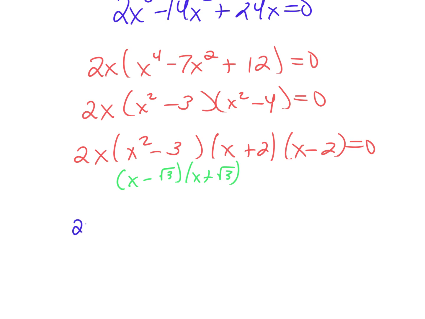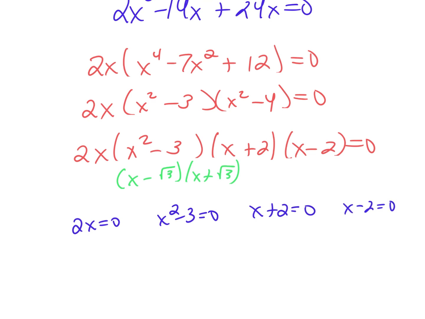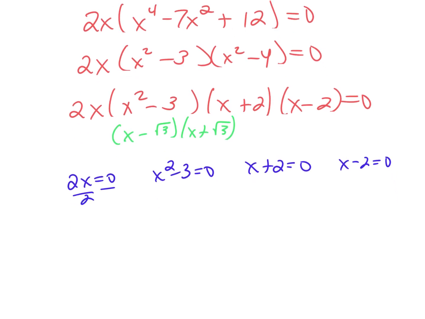Equal to 0. So 2x equals 0. X squared minus 3 equals 0. X plus 2 equals 0. X minus 2 equals 0. Everybody with me? Okay, so divide both of these by 2, and I get x equals 0. Do you see how, guys, we took out not just a 2, we took out a 2x. If you have a variable that you divide out in front, that will constitute an answer.